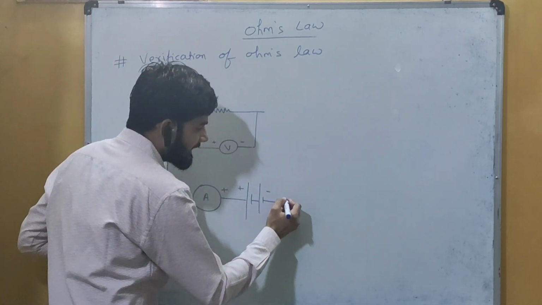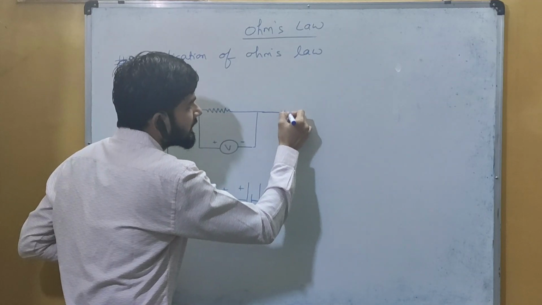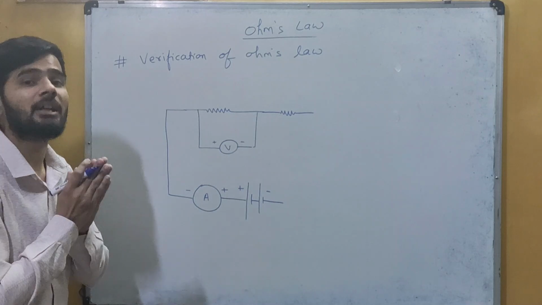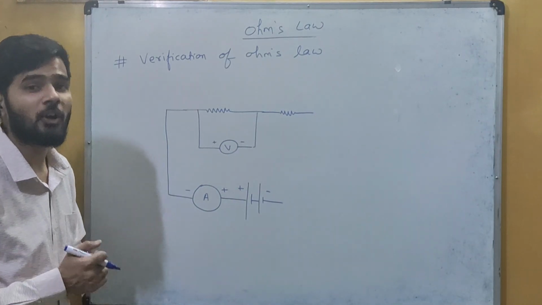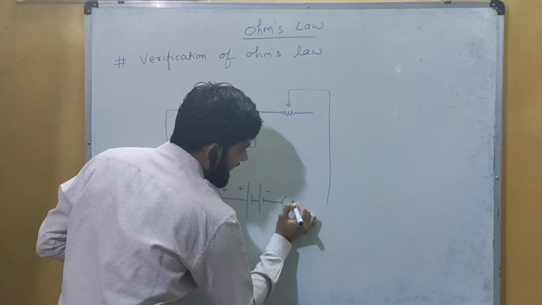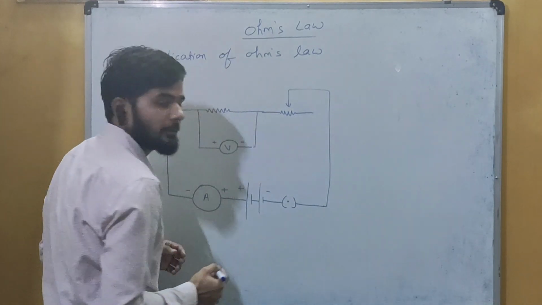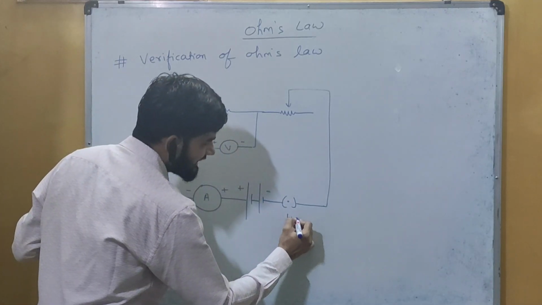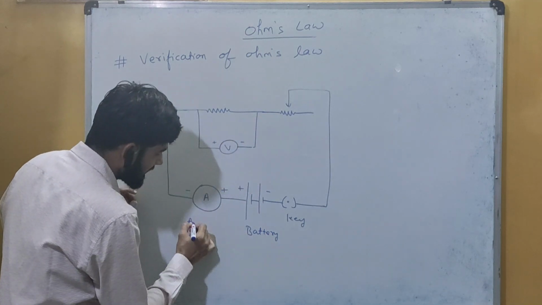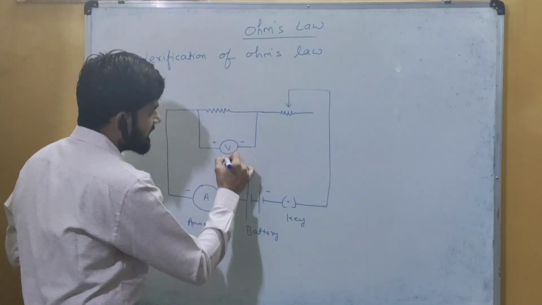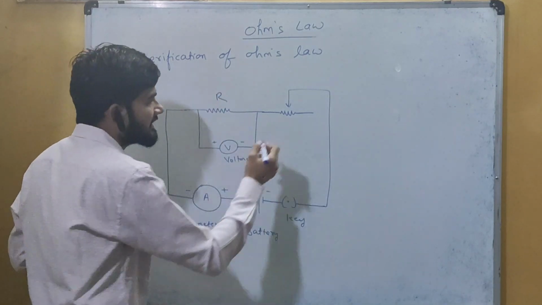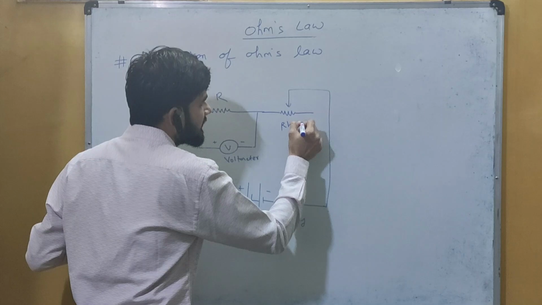Okay, now even I can use here a rheostat. Now what a rheostat is? A rheostat is simply a device that changes the value of current. So here I can use a rheostat, and even I can connect a key here. So here we have different components, that is a key, battery, this is ammeter, this is voltmeter, this is resistance R or the conductor that we have, and it is rheostat.